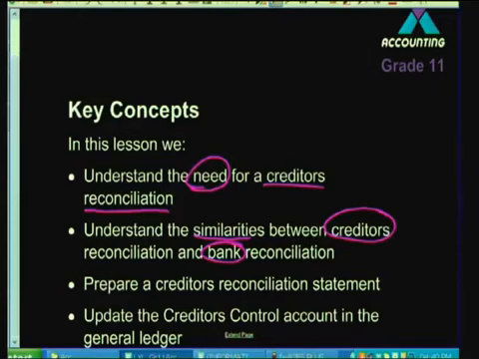Chances are that you'll understand the other one very well as well. Then, of course, Mindsetters, we're going to get to the whole important point of preparing a creditor's reconciliation statement. Remember, in accounting, you have to prepare various statements like income statements, bank recon statements, balance sheets, and today we're going to teach you a new one, a creditor's reconciliation statement. That's the whole objective of reconciling your creditors.